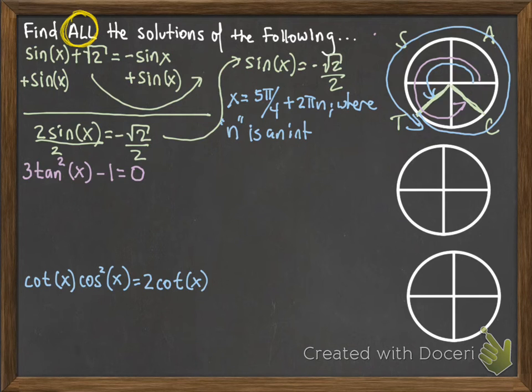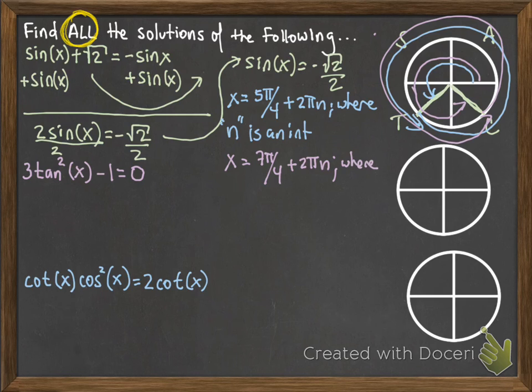For the purple values, we know that x is going to be 7 pi over 4, and that is going to hit every time that we go around 2 pi. So 7 pi over 4 plus 2 pi n, which is basically one turnaround in radians from there, where n is an integer.